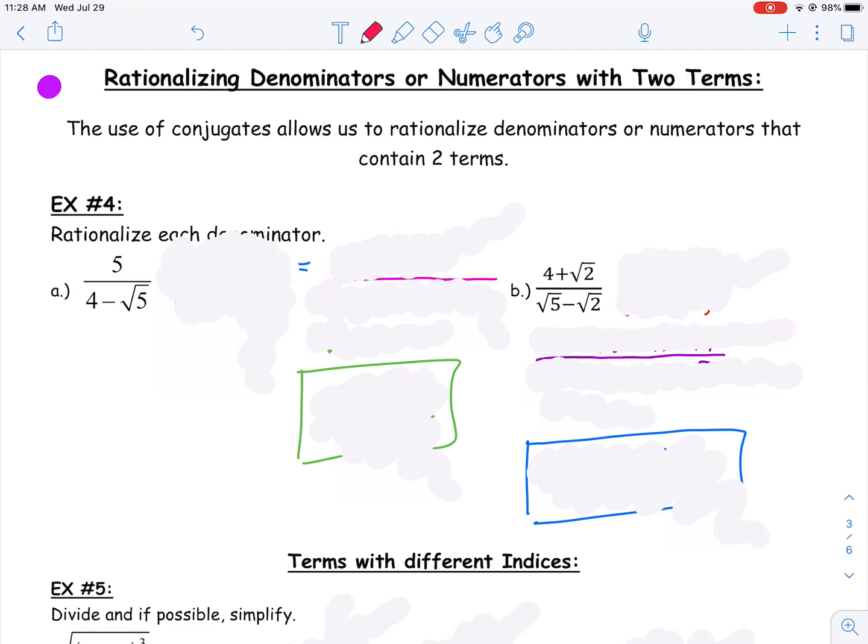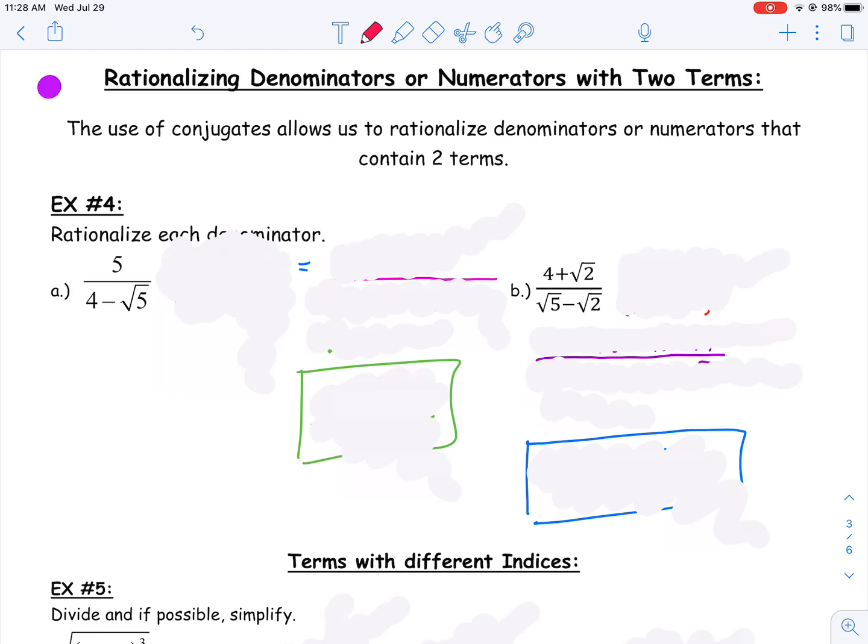But all the ones we did before only had one term on the denominator. There was one piece, it had a radical, we wanted to get rid of that radical. Do you remember that we multiplied both the top and the bottom by that radical? Or however many factors we needed to bring out the groups to get rid of the radical, and that's how we were able to rationalize the denominator if there was only one term.